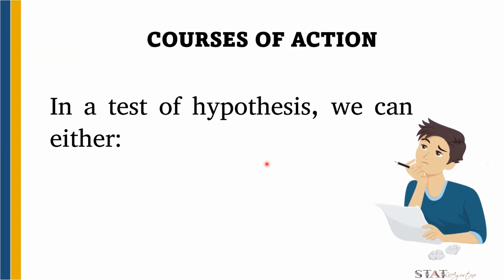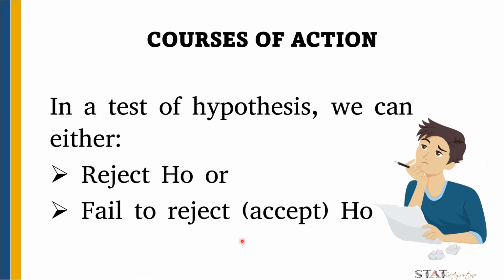So what are the courses of action? In a test of a hypothesis, we need to have an action because we are testing. We can either reject H0, or fail to reject H0, or accept H0. In elementary terms, but the right term actually is fail to reject H0 or accept H0.